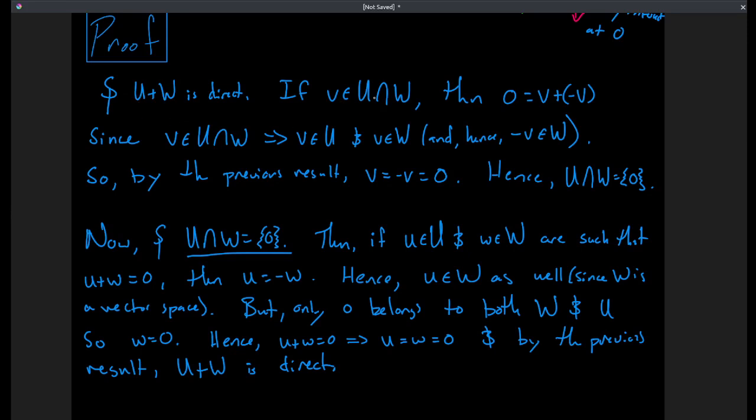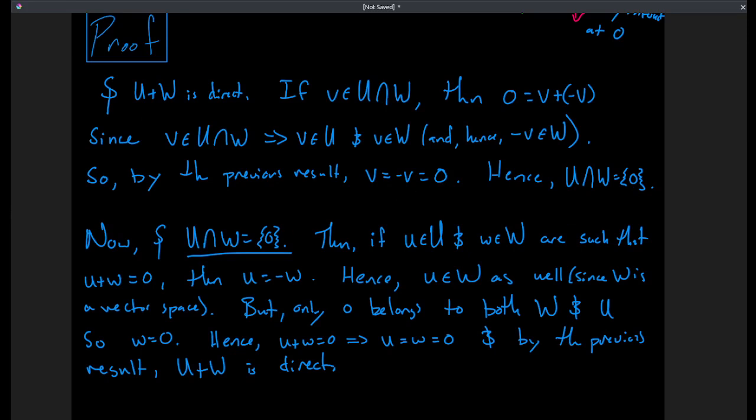So if we take something in their intersection, then we notice that we can add together that thing with its additive inverse, since if v is in the intersection, then so is its additive inverse. By the previous result, this tells us that v equals negative v equals 0, since the only way to write 0 in a direct sum is as a sum of two zeros. So the intersection is 0, since we took something in there and we showed it's 0.